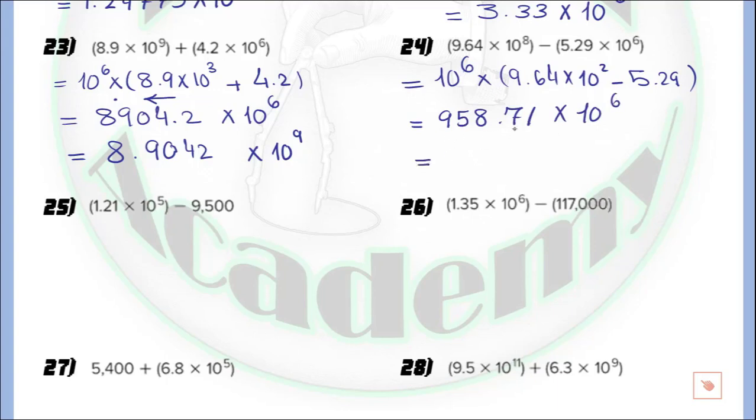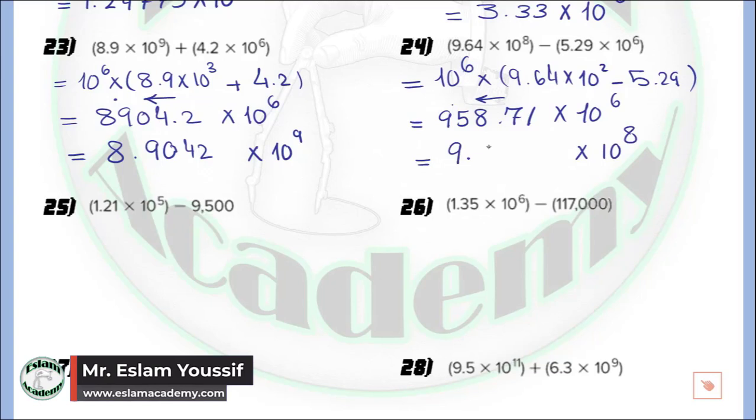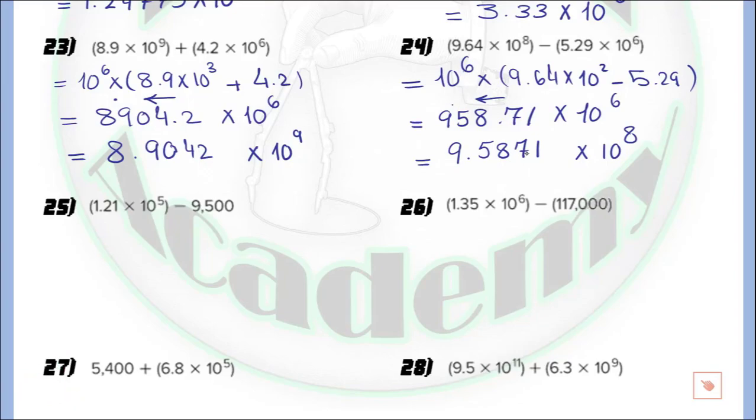Now we will find that this number is not written in scientific form. We just need to move the decimal point 2 places to the left. 2 places to the left means the power will be increased by 2. So it will be 10 to the power 8. And the number now will be equal to 9.5871. And that's how we can solve any operation for any number written in scientific form.